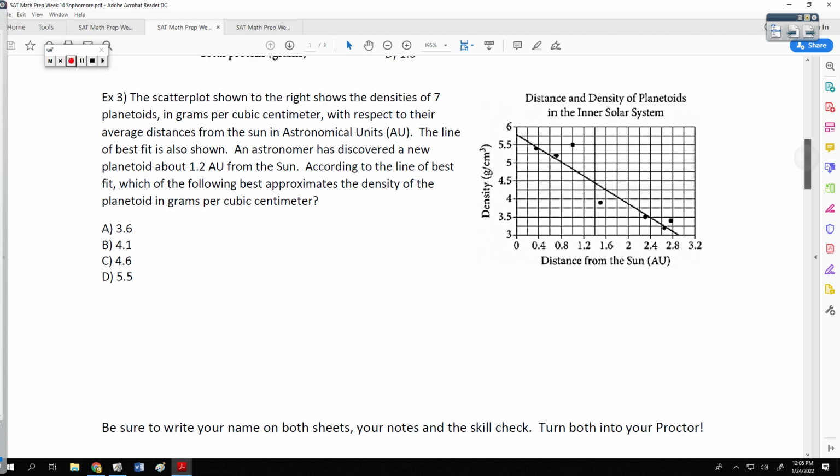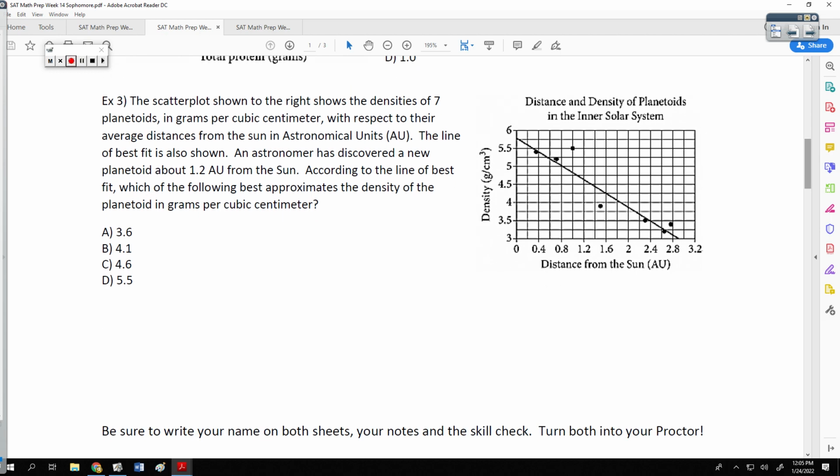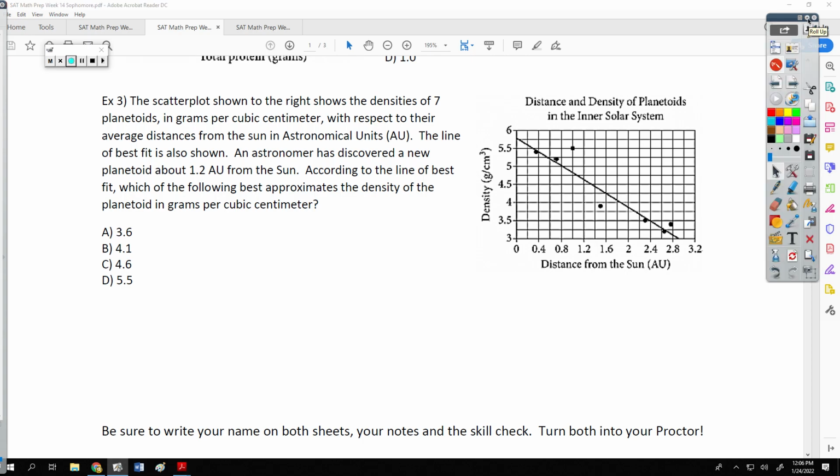It says the scatter plot shown to the right shows the densities of 7 planetoids in grams per cubic centimeter with respect to their average distances from the sun in astronomical units, or AU. The line of best fit is also shown. An astronomer has discovered a new planetoid about 1.2 AU from the sun. According to the line of best fit, which of the following best approximates the density of the planetoid in grams per cubic centimeter? So, again, very wordy explanation.